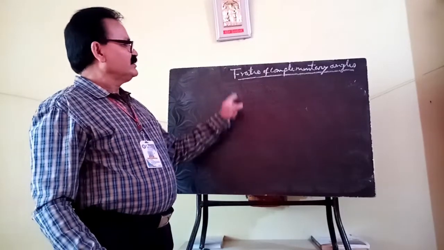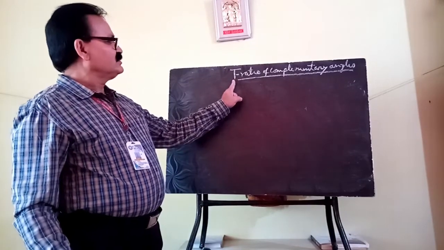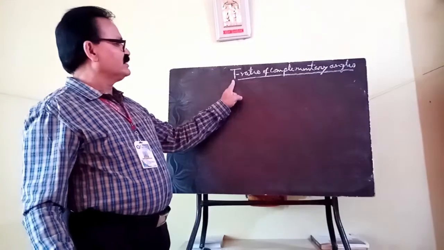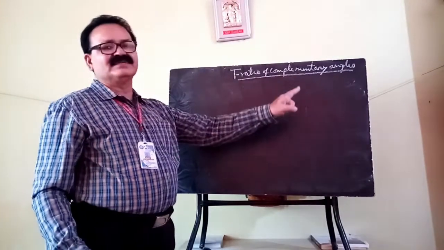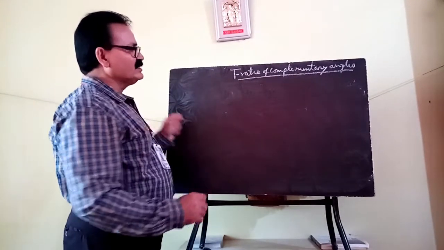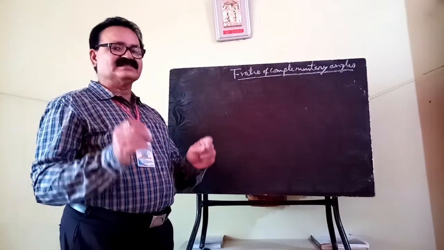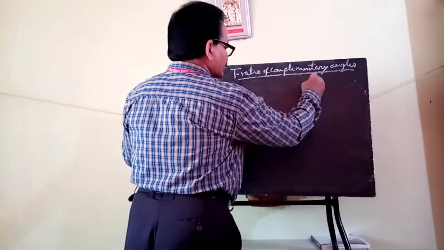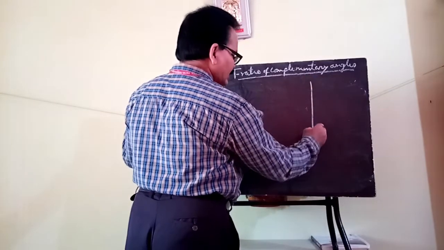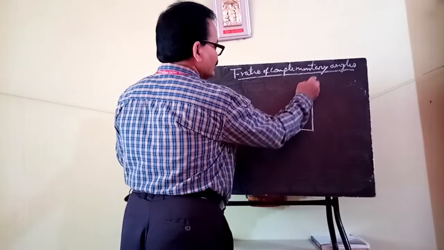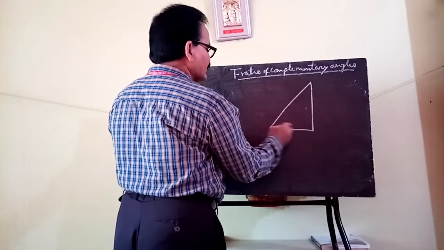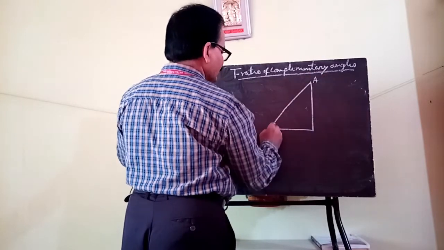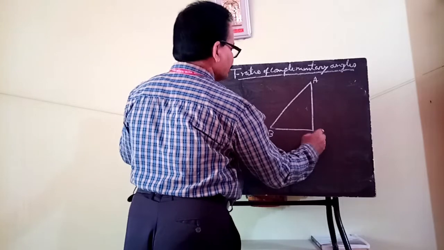Dear student, today our topic is to determine the values related with the trigonometric ratios of complementary angles. You know the word complementary means the sum of two angles must be equal to 90 degrees. Okay, so let us consider a right angle triangle ABC.